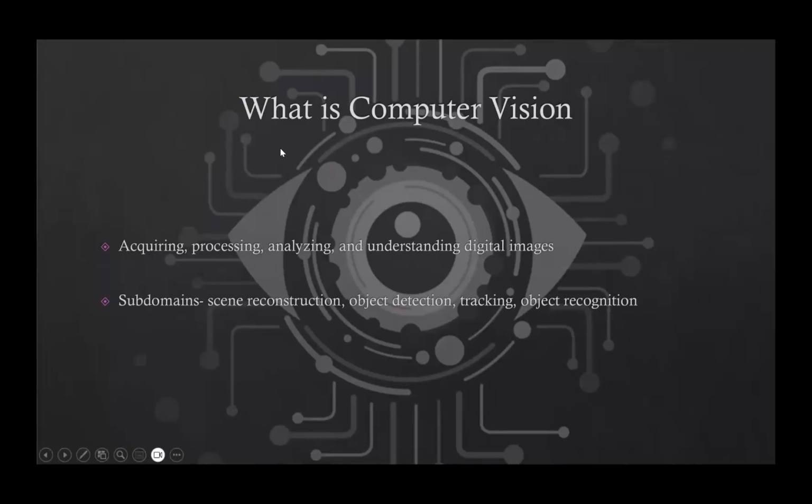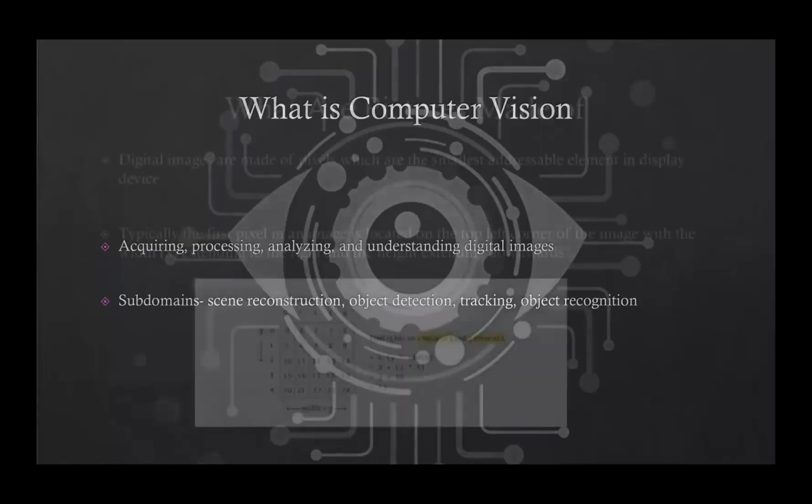So what is computer vision? That is essentially acquiring, processing, analyzing, and understanding digital images. The subdomains of computer vision, things that you could use it for, are scene reconstruction, object detection, tracking, object recognition, things like that. For today's purposes, we're going to be doing scene reconstruction, and we'll get into the nitty gritty of that a little bit later on.